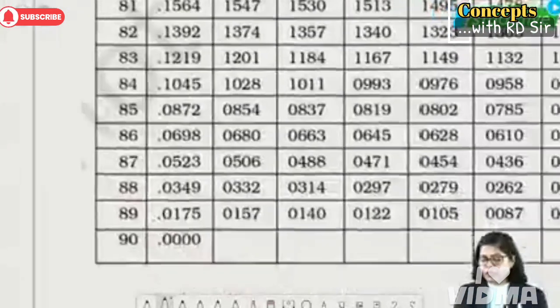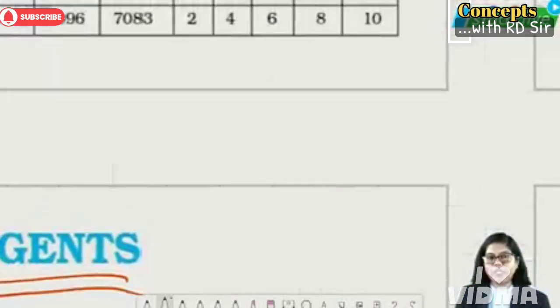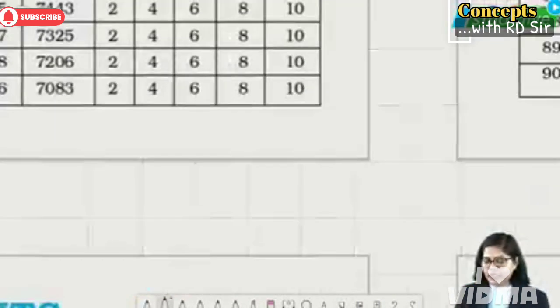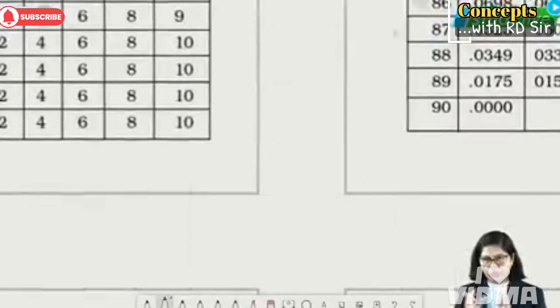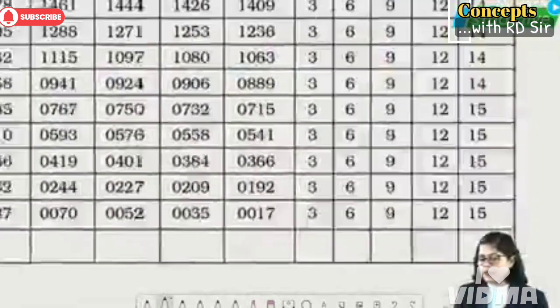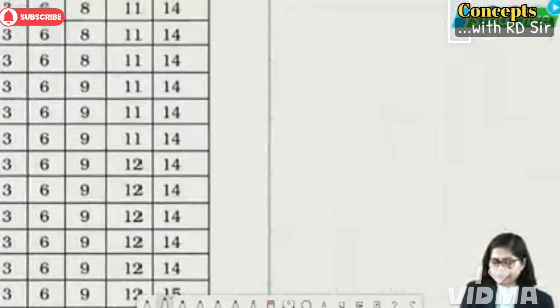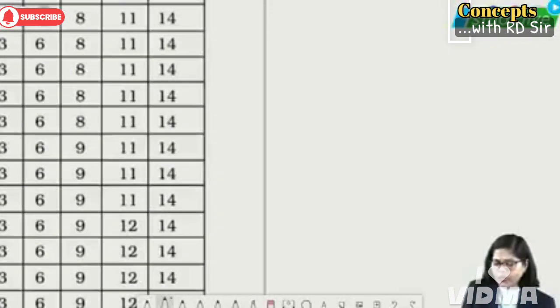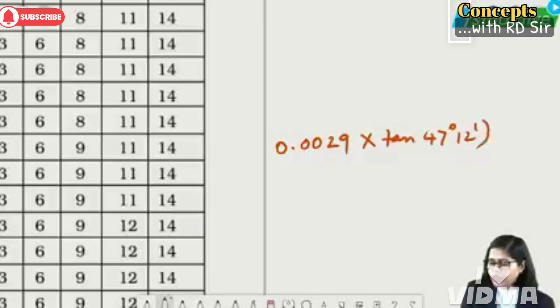Okay. Now the calculation part we have already learned, students. So I am just showing you the values, how to check that. So in this case, how to solve a numerical which is given to you. Suppose the question is given like this. Say you have to find the value of 0.0029 into tan 47 degrees 12 minutes, divided by 28.59, right? The whole square.